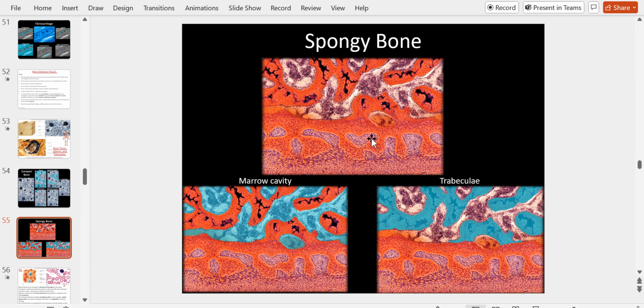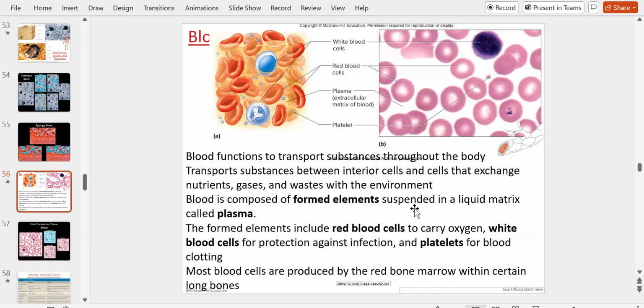Spongy bone, which is not compact. Think of the inner marrow there. We call these the trabeculae. It's very, very spongy, the inside marrow of the bone.